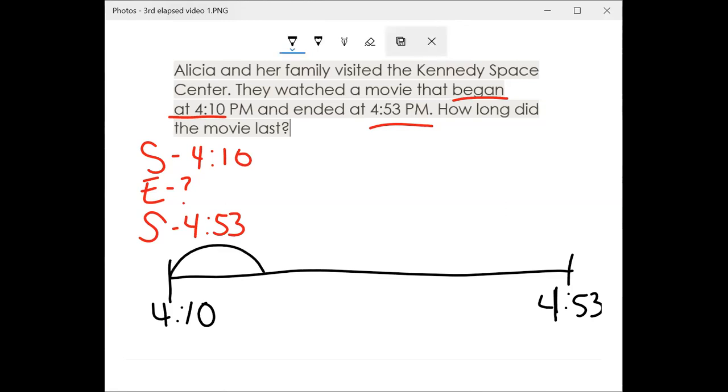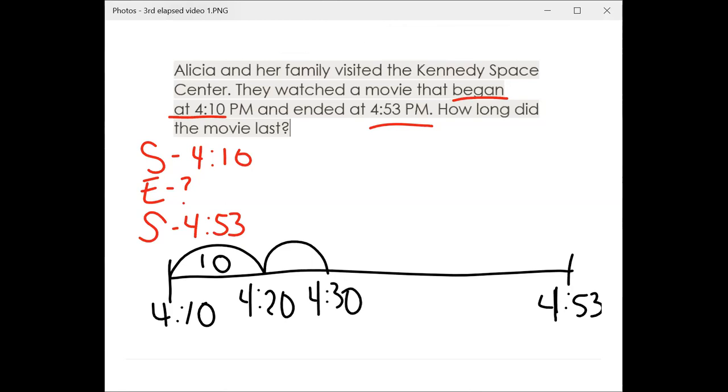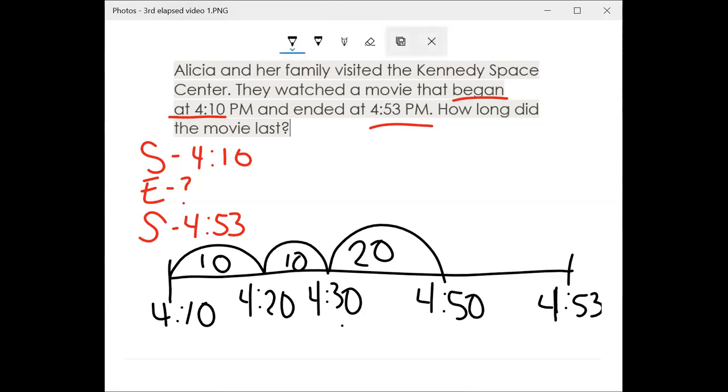So if I go 10 minutes, it's going to be 4:20. If I go 10 more minutes, it's going to be 4:30. Now I could keep going by 10, but I can see that 30 to 50 is going to be 20 minutes. So I'm going to jump by 20 here. And that's going to bring me to 4:50. Now, what do I need to jump by to get from 4:50 to 4:53? I can see pretty easily that that's 3 minutes. So I could either jump 3 times by 1 minute, or I could just jump by 3. It doesn't really matter, whatever you feel comfortable with, just like when you're using an open number line.